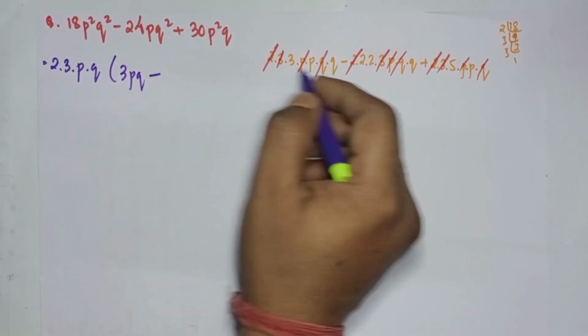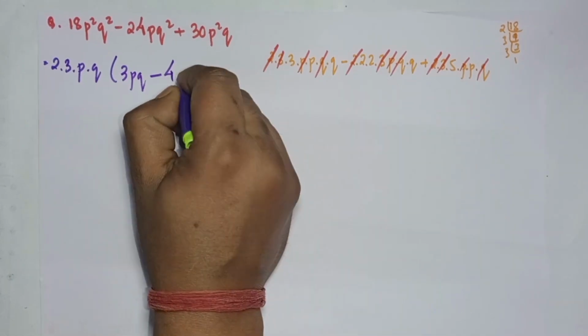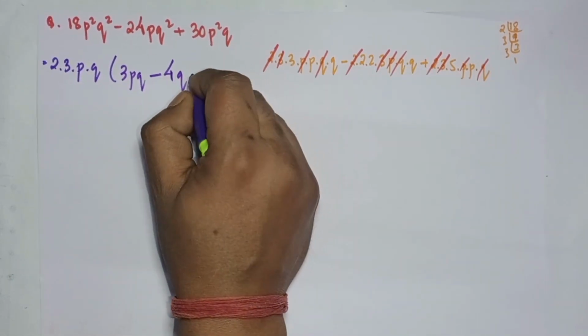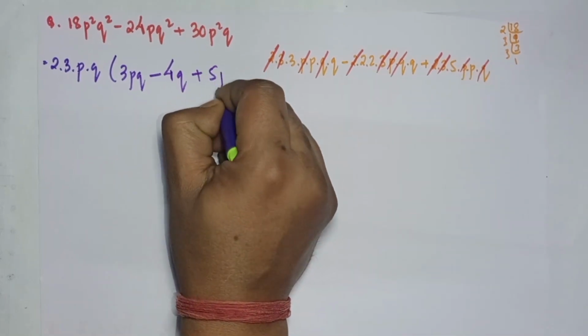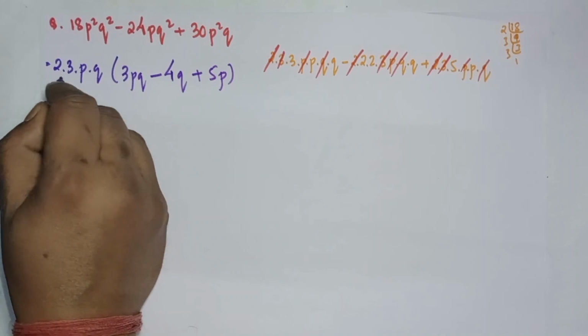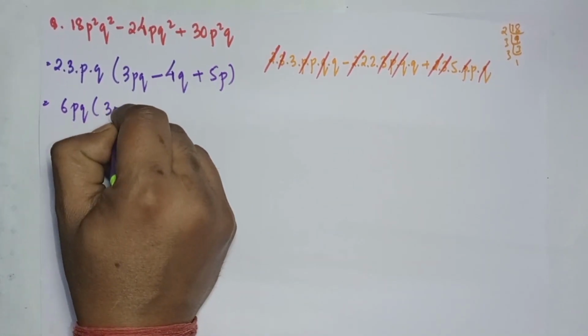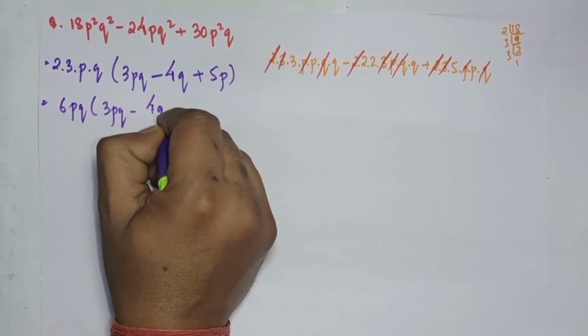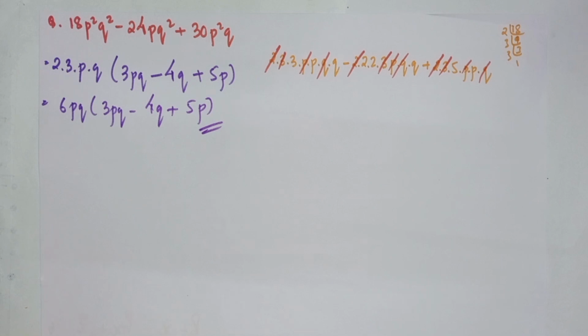Next sign is minus, 2 to the 4, next what you have, q, 4q. Next is your plus, then what we have, 5p, so 5p. So this I can write, 2 3s are 6, so 2p into 3pq minus 4q plus 5p. So this is my final answer. Hope you are clear with this.